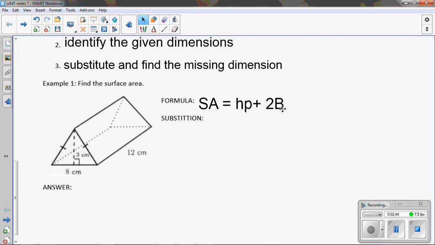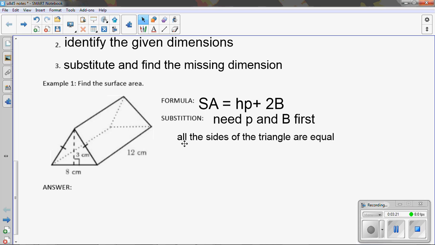This is the formula I'm going to need: HP plus 2 times the area of the base. Because it's got a perimeter and a base in it, I need to find the perimeter and base area before I even start, because that was not given to me. I was given the height is 12, and I was given the height of the triangle, which is 3 centimeters. I was given the side of the triangle, and these little lines here mean that they're all congruent with each other. They're the same.